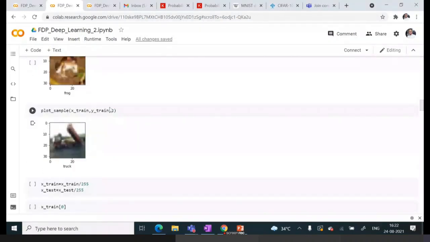Similarly, for example, if you call the second image, it's a truck, and this data set seems difficult. You can see the images are very tiny and it's very difficult even for human eyes to identify whether this particular image is of a truck or some other vehicle.